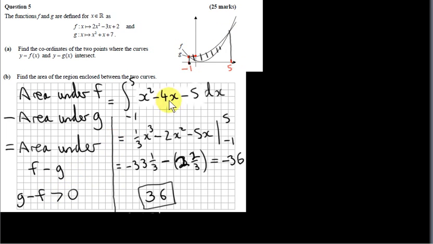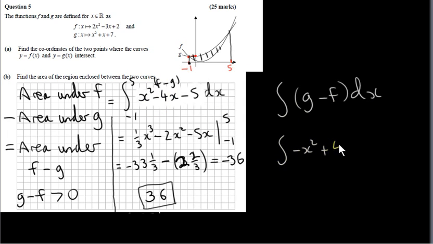So what I did was I integrated f minus g. That's what this here is. What I should have done is integrated g minus f. But the only difference between these integrals is that the integral of f minus g is just a negative of the integral of g minus f. So I should have integrated minus x squared plus 4x plus 5 with respect to x. This is what I should have had.